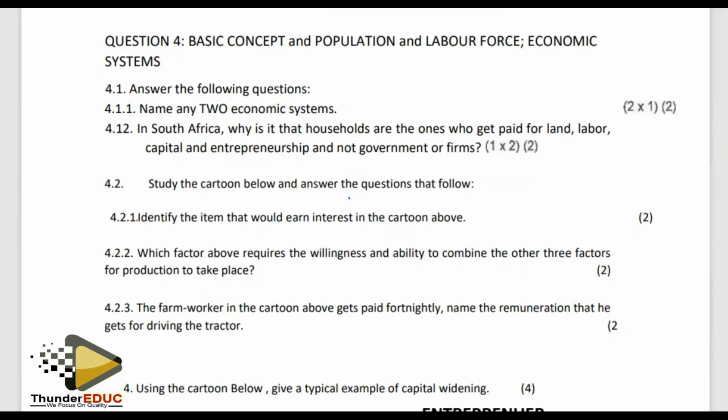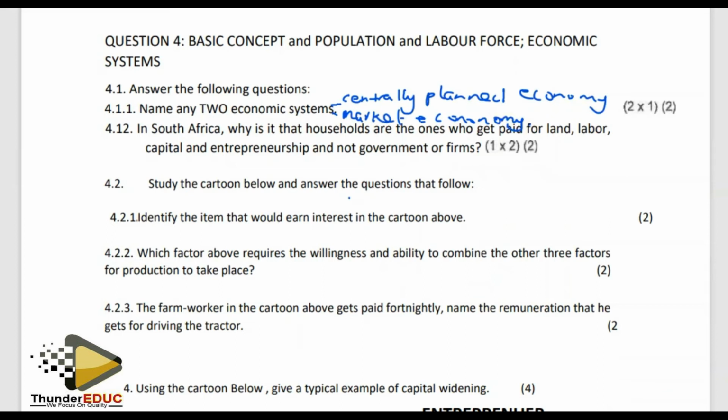So they are talking about question 4.1. They are asking, give 2 examples of economic systems. The 2 examples of economic systems include a centrally planned economic system, and two, it could be a free market economy, or it can be a mixed economy which combines both of them.